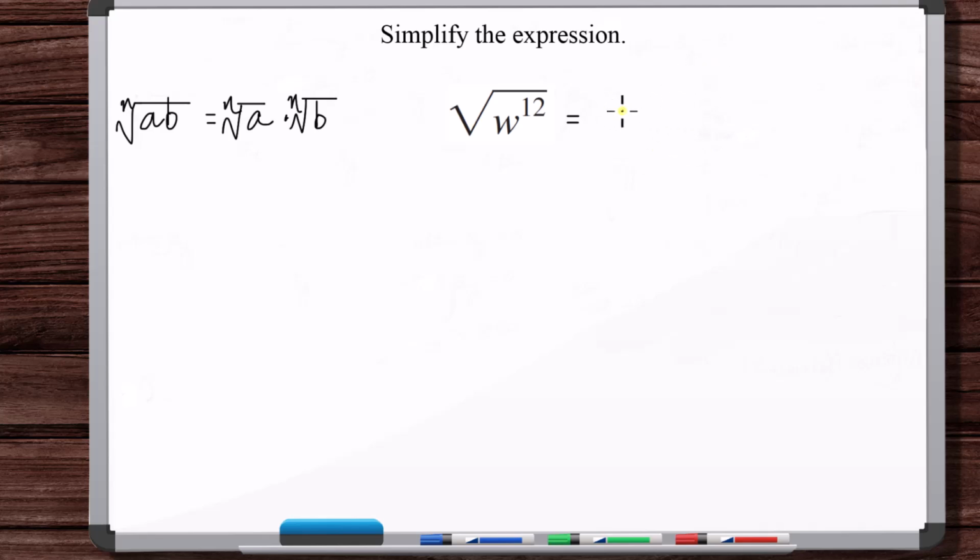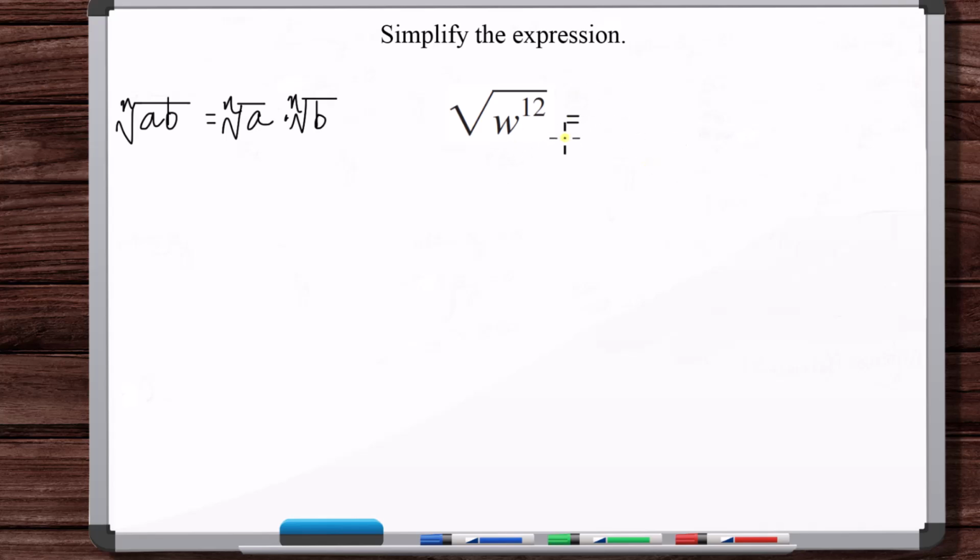So in general, once we understand this property, we have the index of 2. 12 divided by 2 is 6, so w to the 6th. Okay, that's what we would do in general. However, we also need to consider that this is an even index radical, and so there's an absolute value to think about here as well.